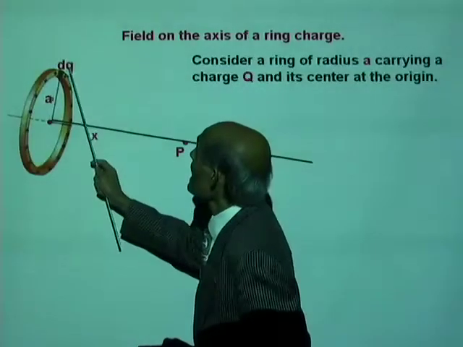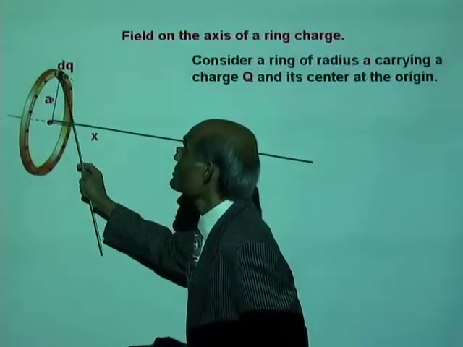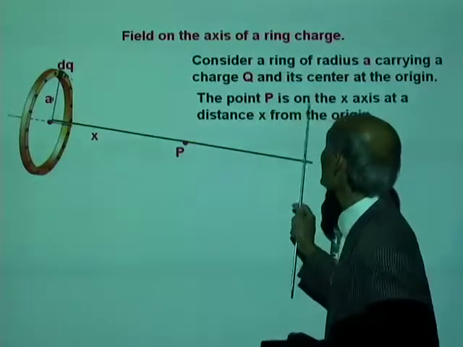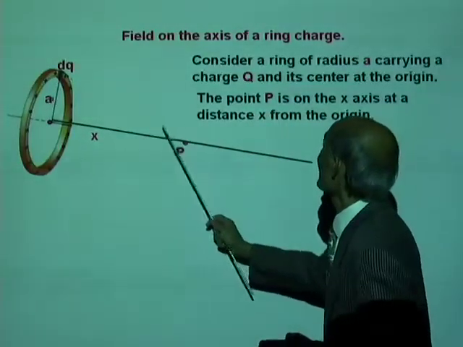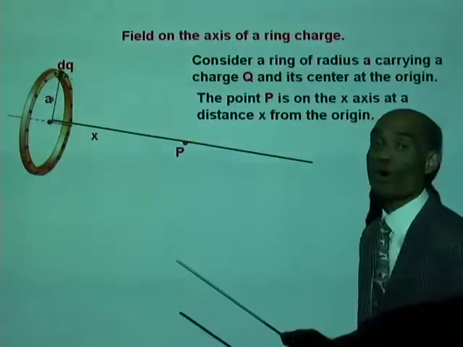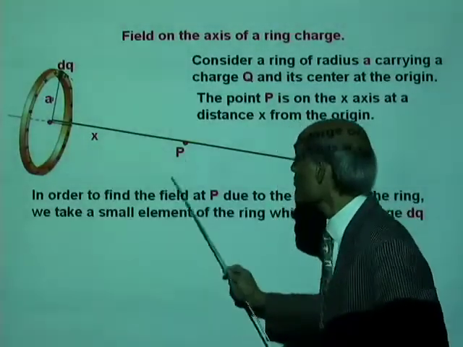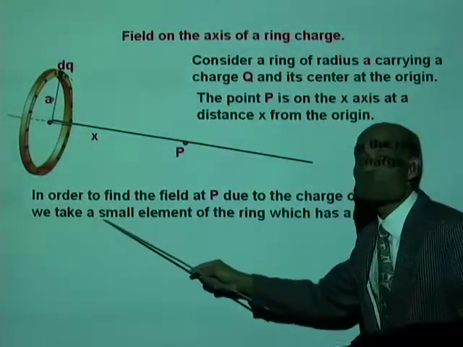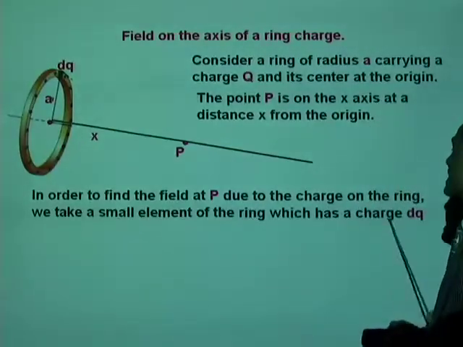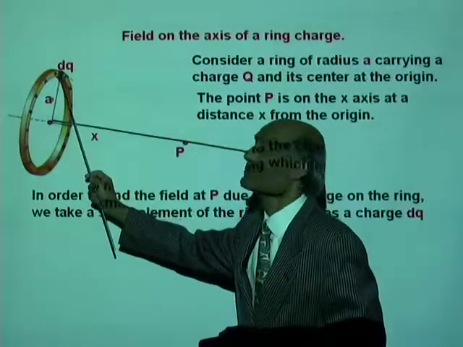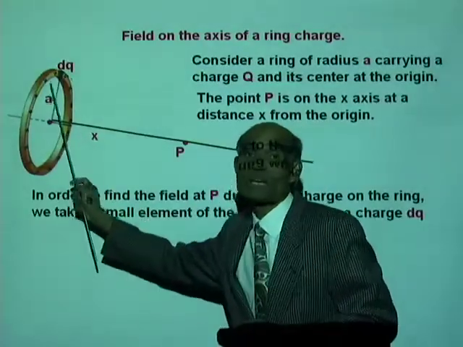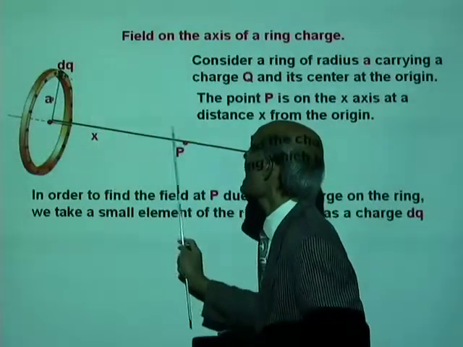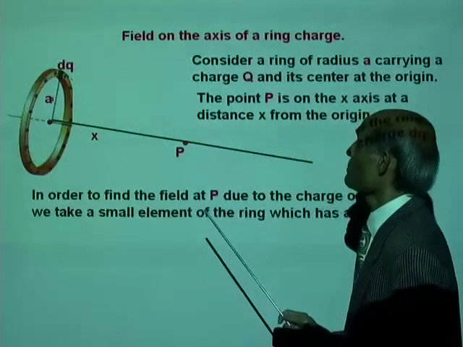What we do is we start by taking a small charge, a small segment dq. The point P is on the x-axis at a distance x from the origin. In order to find the field at P due to the charge on the entire ring, we take a small element of the ring that carries a small charge dq, and we find the electric field at P due to that dq.